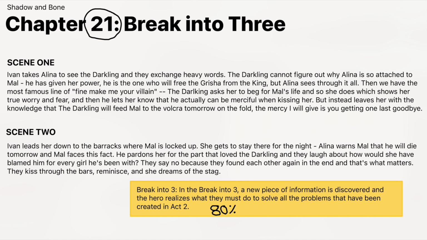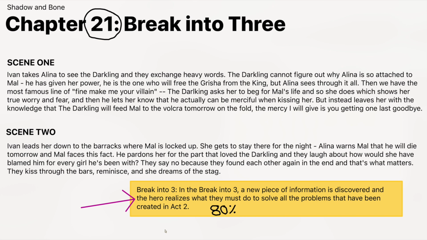The emotional point we're trying to hit here is that the hero, Alina, our main character, realizes what they must do to solve all the problems that have been created in Act 2. And there's a very subtle part of that in this chapter. So we have 2 scenes here. In scene 1, Ivan takes Alina to see the Darkling and they exchange heavy words. They have a very big conversation here.